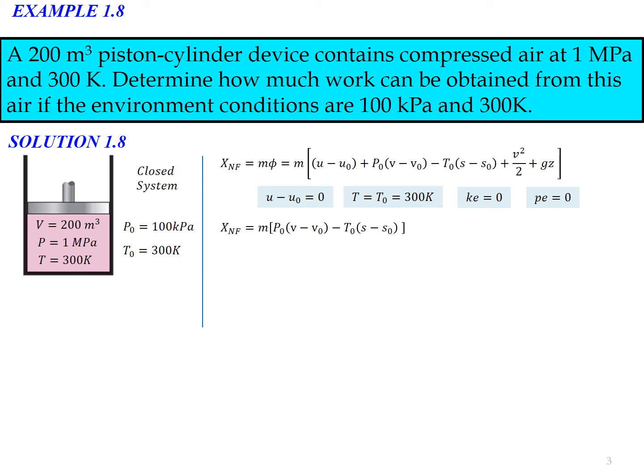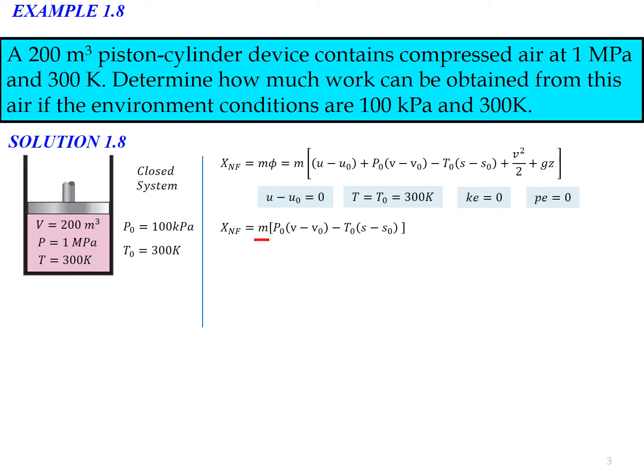Okay, so now we have the simplified equation for X_f. X_f equal to m, mass, multiplied by P naught multiplied by specific volume difference minus T naught multiplied by specific entropy difference. So now we need to determine the parameters inside the equation in order to determine the exergy value for this system.